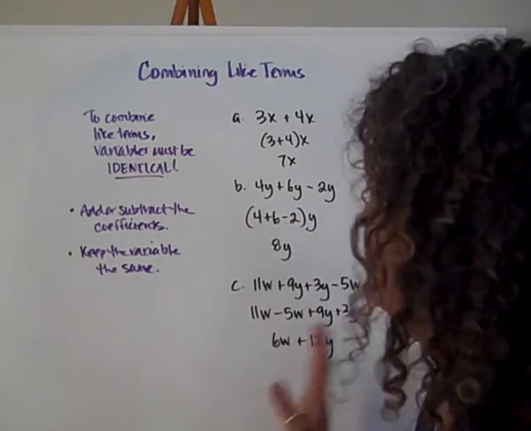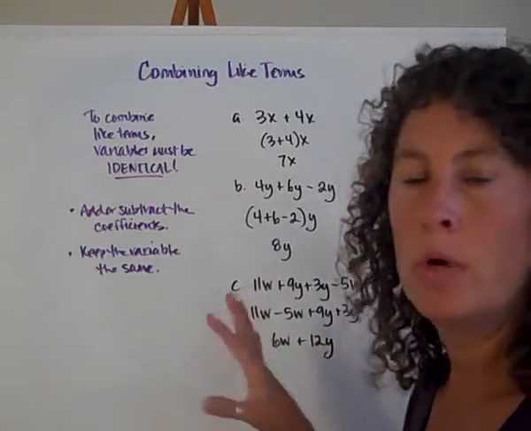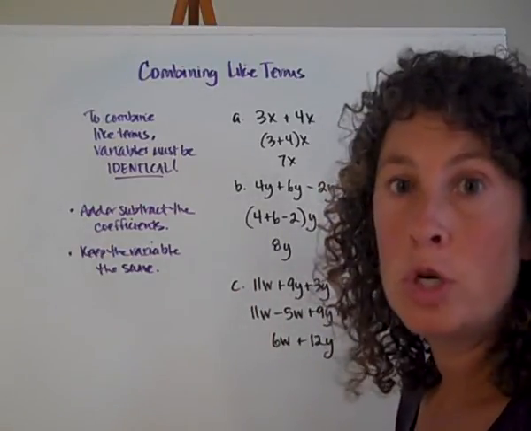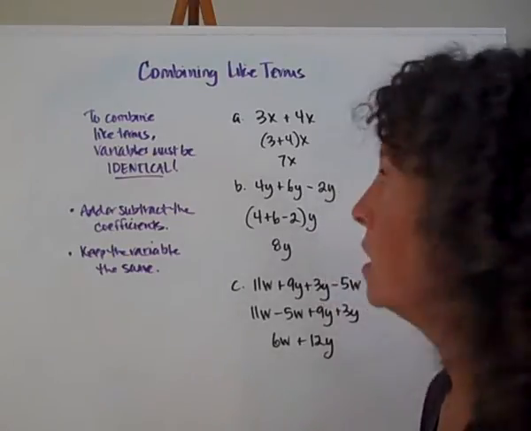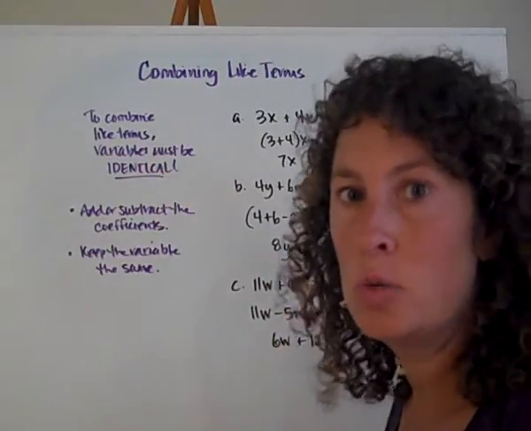Combining like terms. This is going to work similarly with our distributive property, but we're going to talk about it first without the distributive property. Like terms are two terms that have the same variable, and we can combine them together into one. When we combine them, we need to make sure the variables are identical to each other.